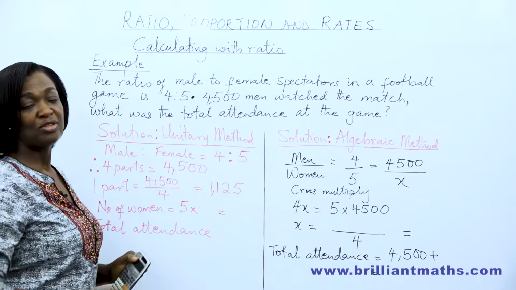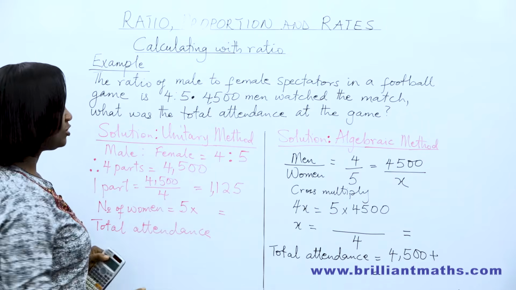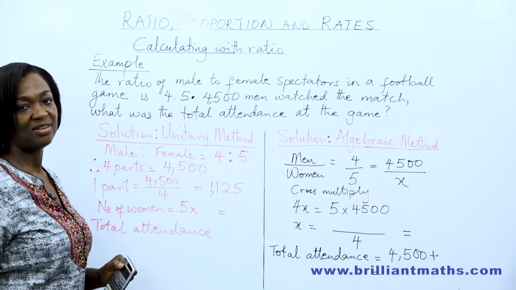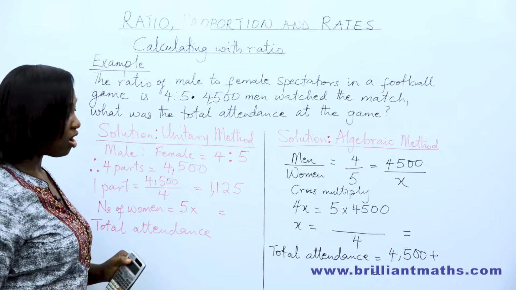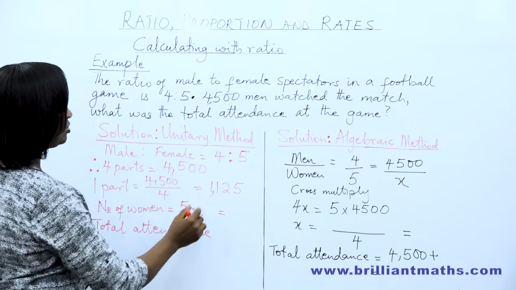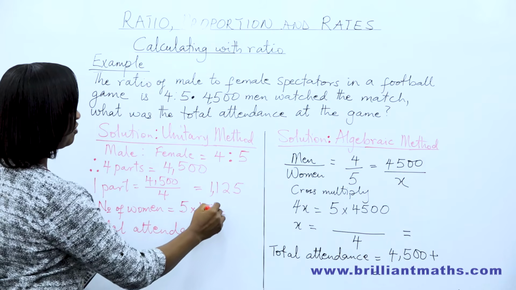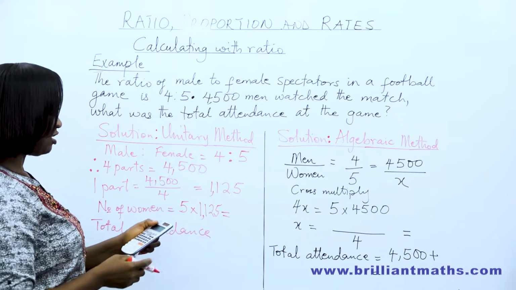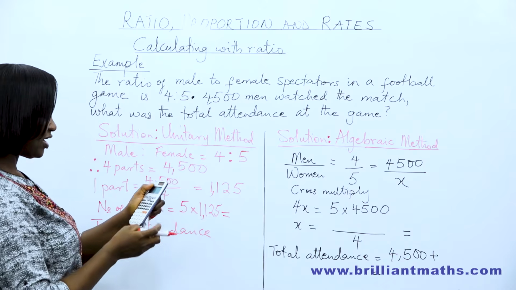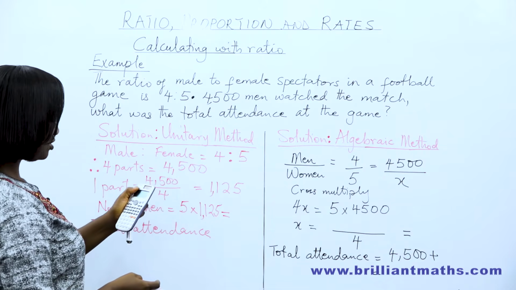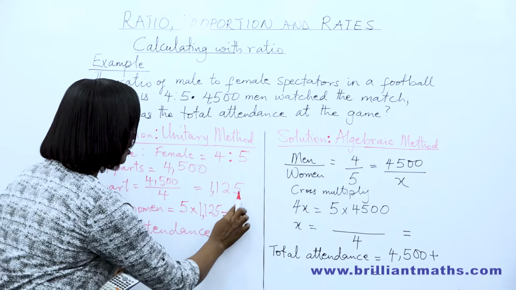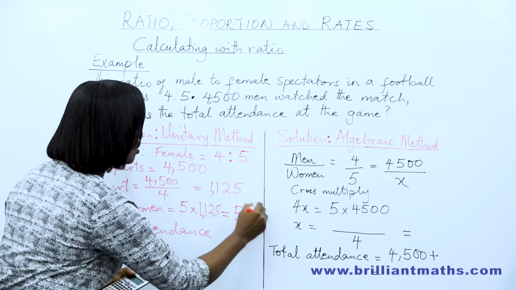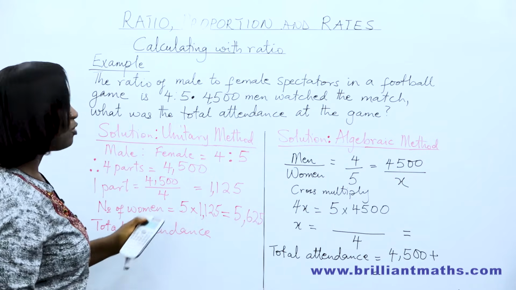4. So to find the number of women, you can decide to add 1,125 to the number of men. If you do that, it will be correct. Or you can multiply 1,125 by 5. So I'll choose to do that. 1,125 times 5, and that gives us 5,625 women. So if we have that, what will be the total attendance?